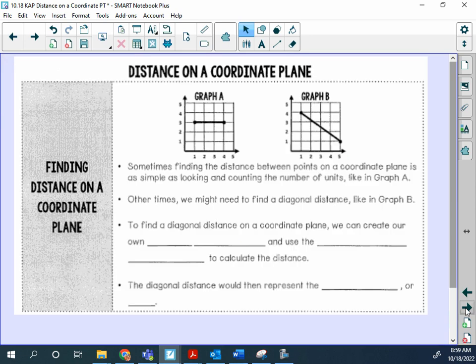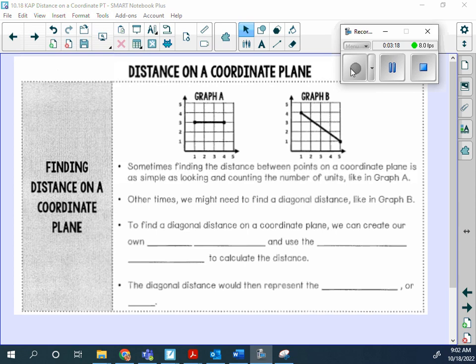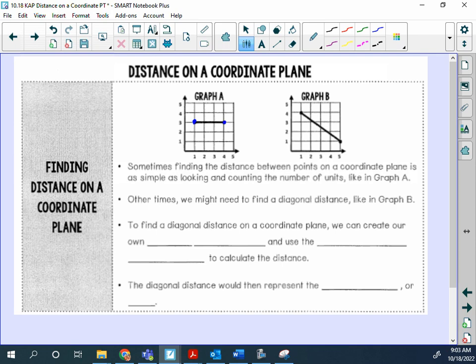All right, you guys. Okay, so today we're talking about the Pythagorean theorem on the coordinate plane. Okay, so we probably have that one up, right? It says sometimes finding the distance between points on a coordinate plane is as simple as looking and counting. I'll go graph A. If I wanted to know between these 2 points the distance, what is it? I'm sorry? 3. Because we count the squares, correct? Okay? But other times, like on graph B, we're looking for a diagonal distance. Okay? So to find the diagonal distance on a coordinate plane, we created our own what? Right triangle.